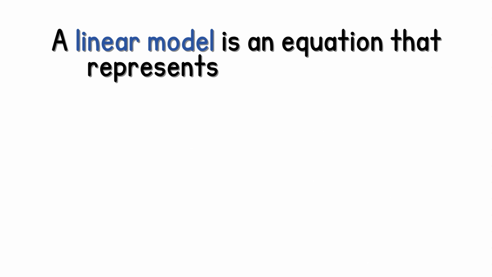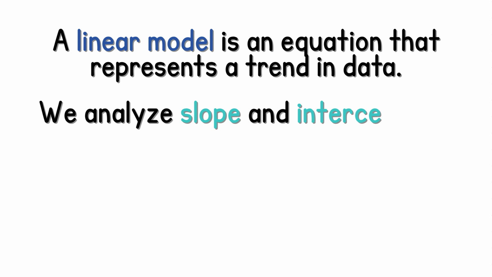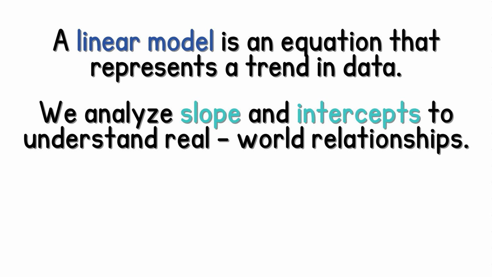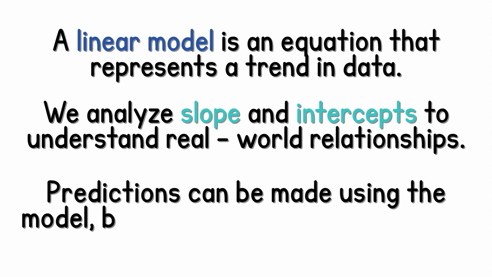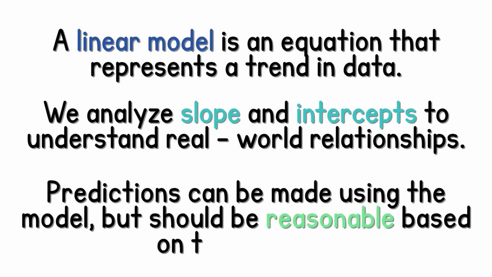So a linear model is an equation that represents a trend in data. We can analyze slope and intercepts to understand real-world relationships. Predictions can be made using this model, but should be reasonable based on the context. So let's look at an example of a linear model.